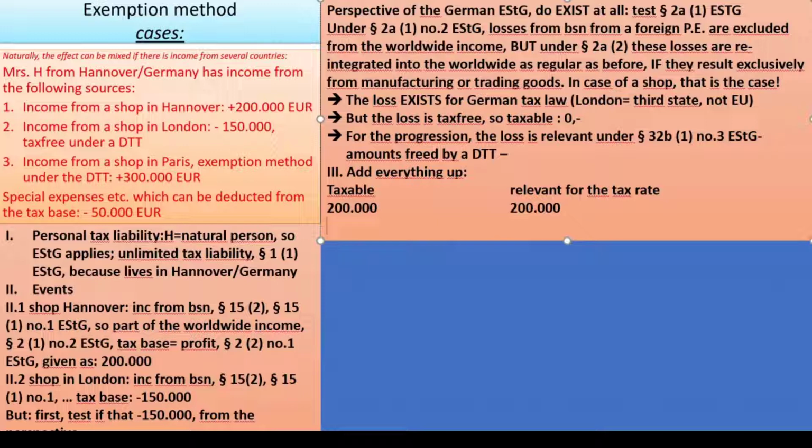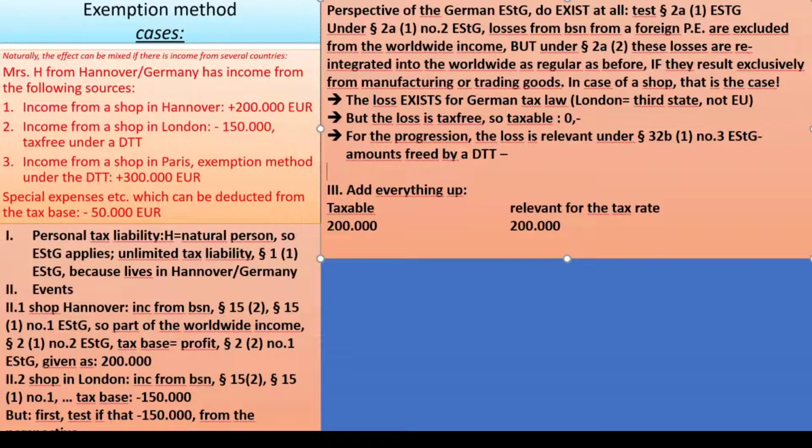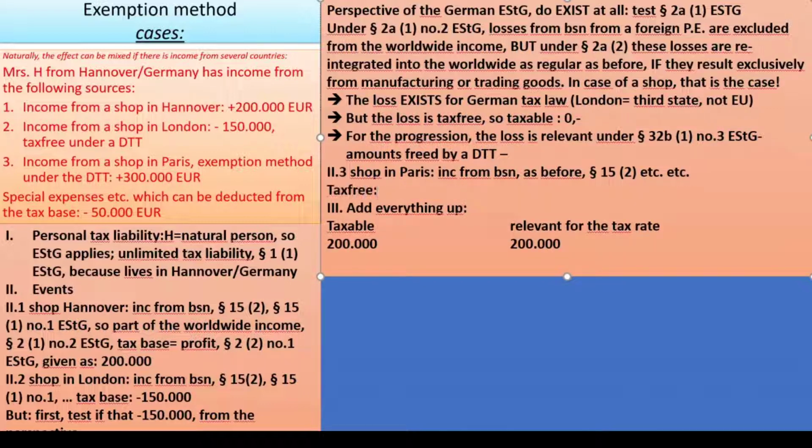Then we have forgotten something. Oh my God, ladies and gentlemen, and nobody, I mean, you stopped me. 2.3, that was the shop in Paris. Income from business as before, paragraph 15.2, etc. You would never do that in a case solution. Naturally, tax-free is 0 and tax rate relevant. So relevant for progression is 300,000. Again, paragraph 32b 1 number 3 ESTG.